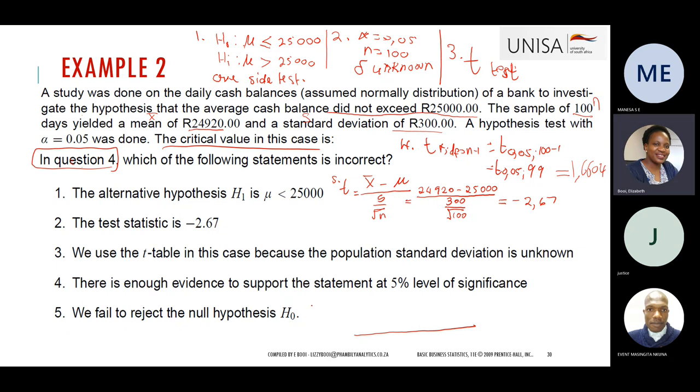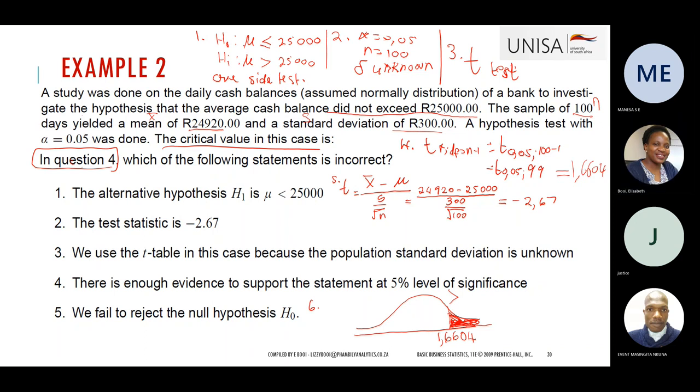Step number six, we make a decision. We draw our region of rejection. Our critical value, we did find it. Also pay attention, the sign says greater than, right? So greater than will be on this side, and we will put 1.6604 there, because this side is the greater than. It's one-sided, so greater than will be on that side.